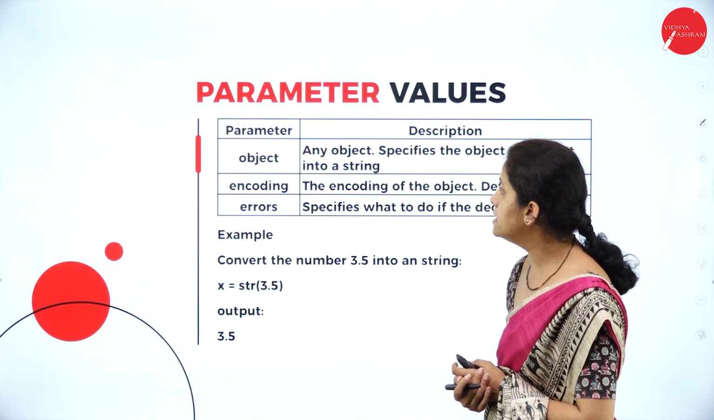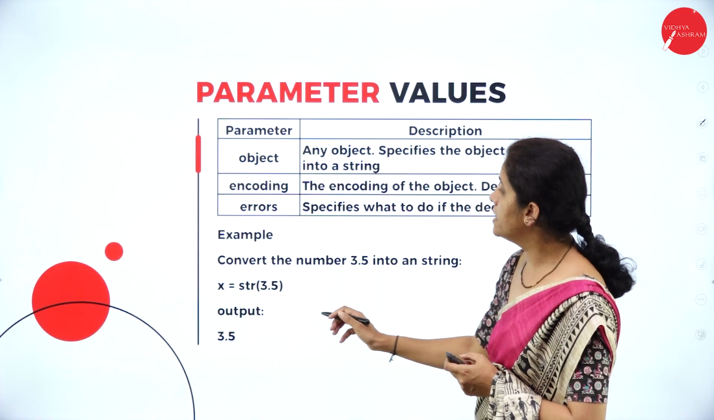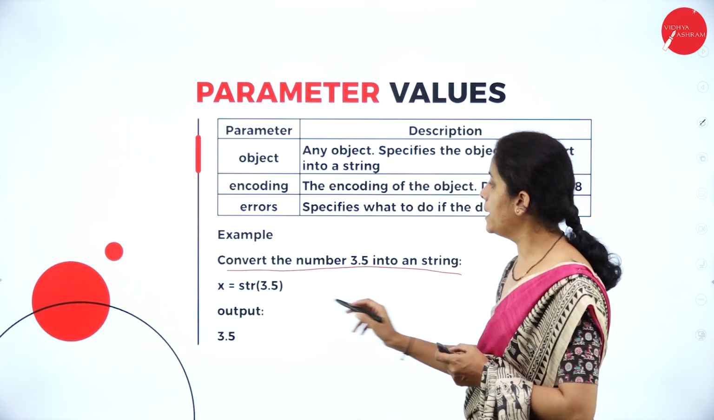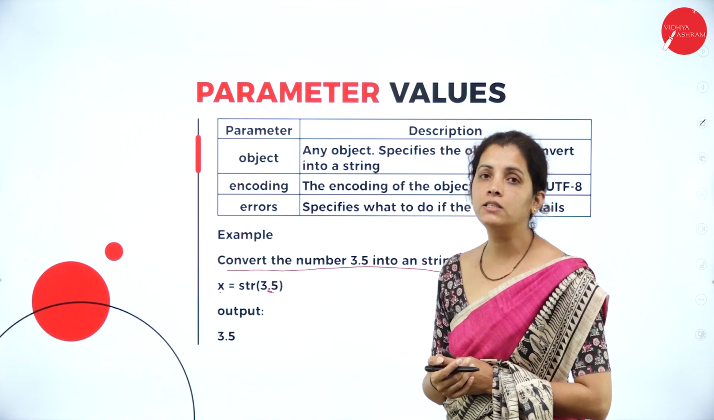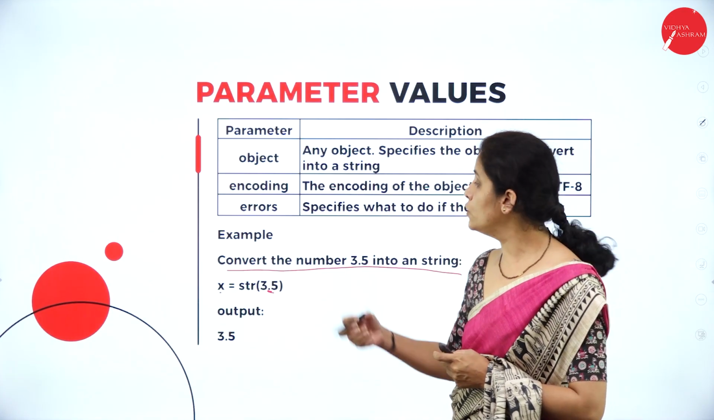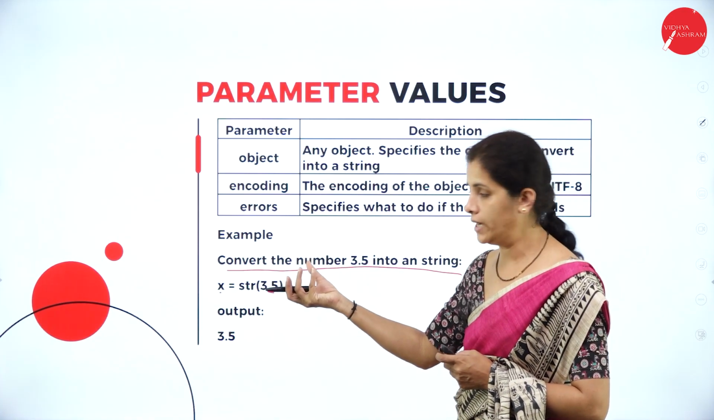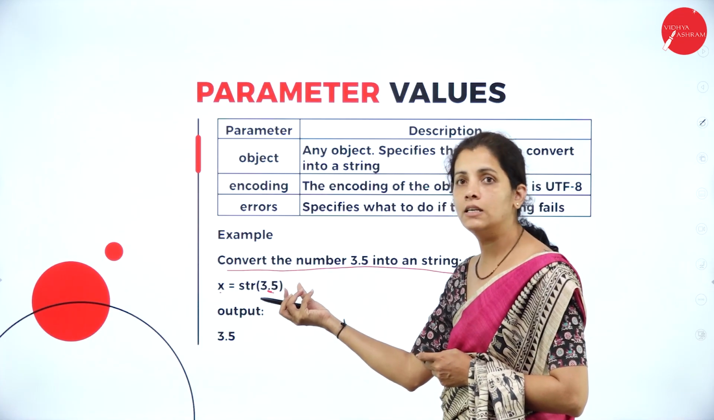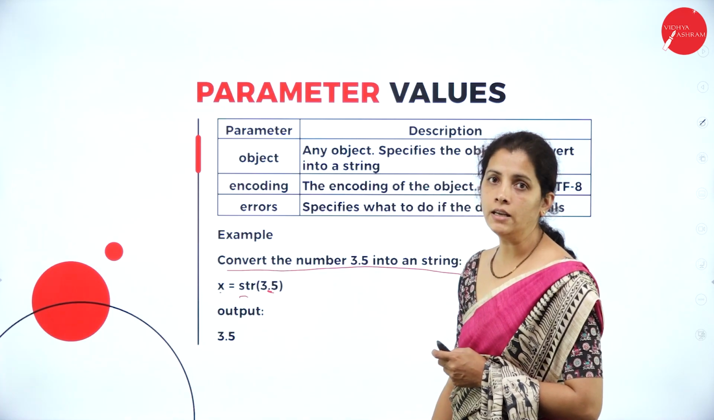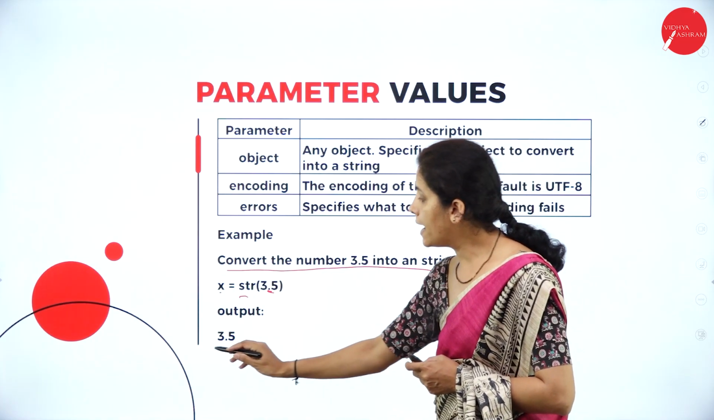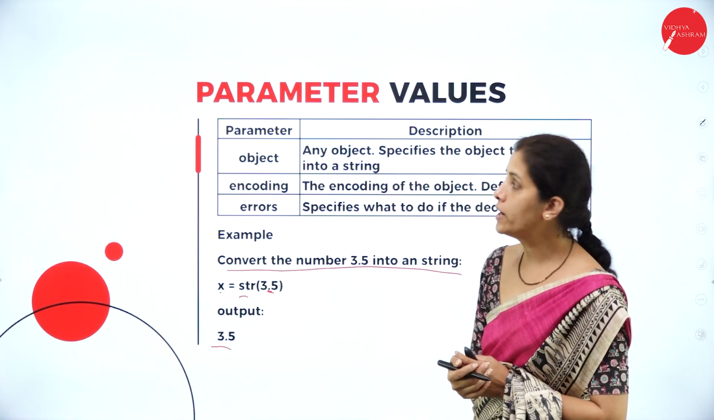Now, let me consider the example here. Okay, see, this is the example. Okay, x, and what is this? 3.5. It's a floating point number. It is a numerical number, a floating point. Now I want to convert this 3.5 to a string. See, I'm converting 3.5 to a string, and I'm going to get the output 3.5.